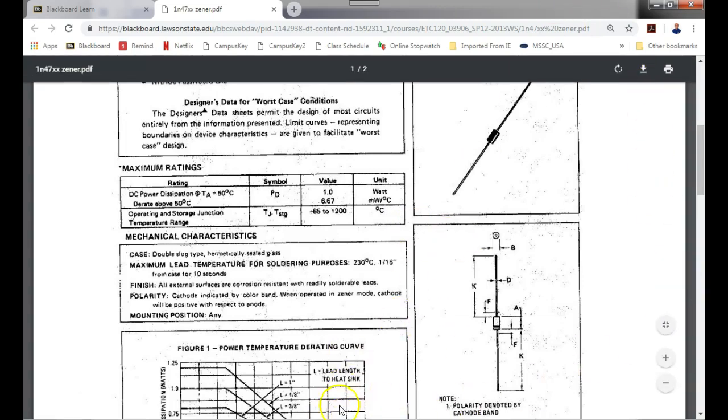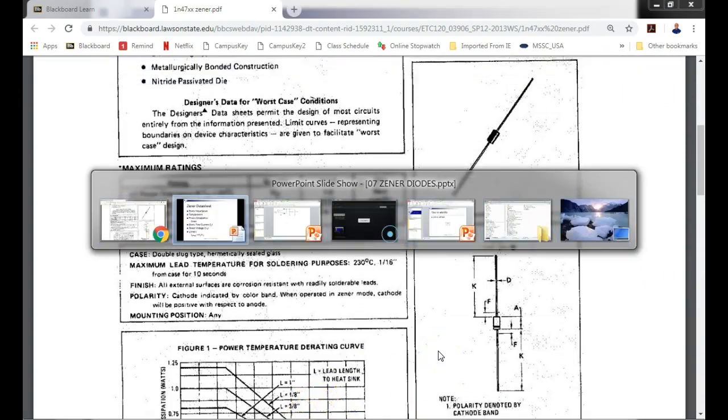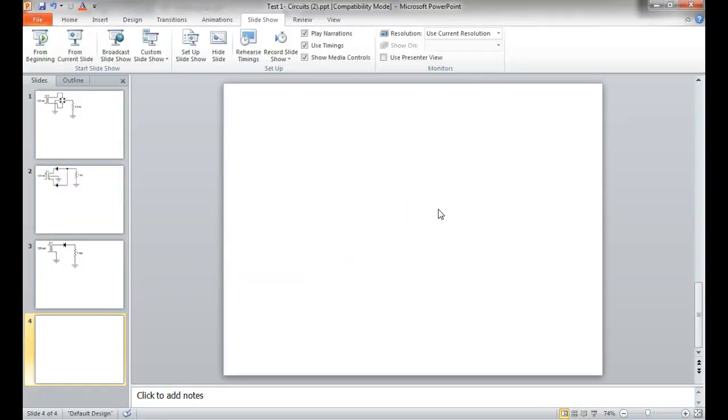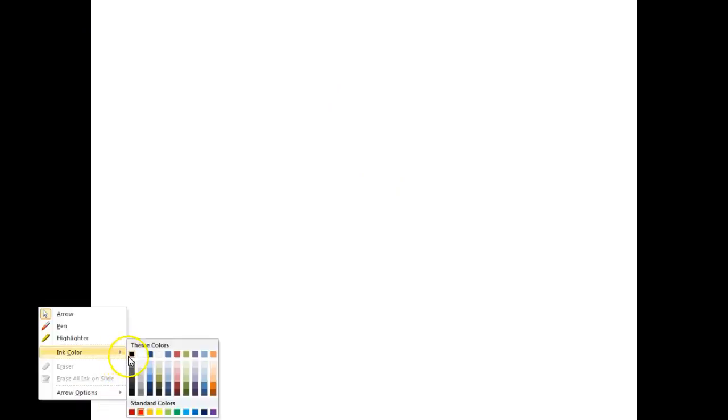So y'all have the data sheet up? Because I'm fixing to bring up a PowerPoint. Okay. So at 50 degrees centigrade, it's rated at 1 watt, right? And then it says we're supposed to derate it by 6.25 milliwatts per degree centigrade above 50.